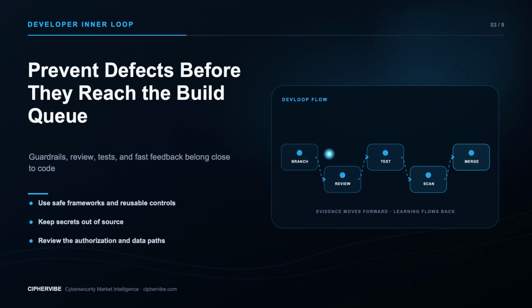The developer loop should make secure behavior routine. Start with approved frameworks, hardened templates, typed interfaces, safe query APIs, centralized authentication and authorization libraries, output encoding, request limits, and structured logging. Keep credentials and private keys out of source, examples, tests, images, and build logs. Use short-lived workload identity or a managed secret store. Pre-commit checks can catch obvious secrets and risky patterns, but they're guardrails, not the only boundary.